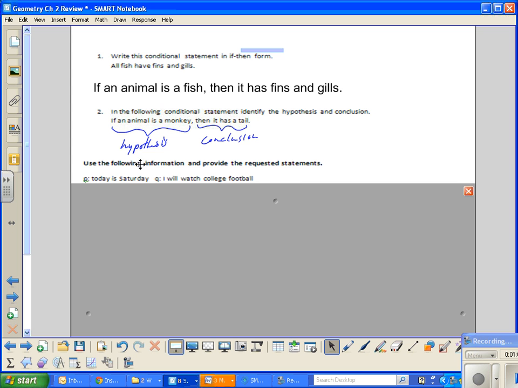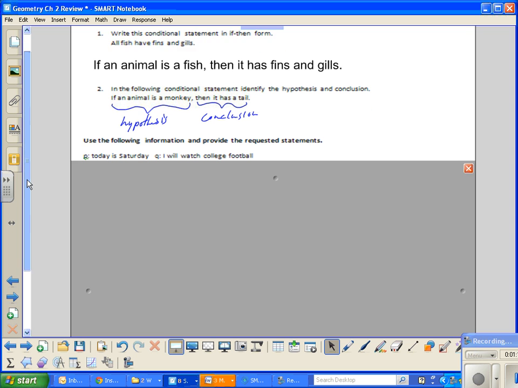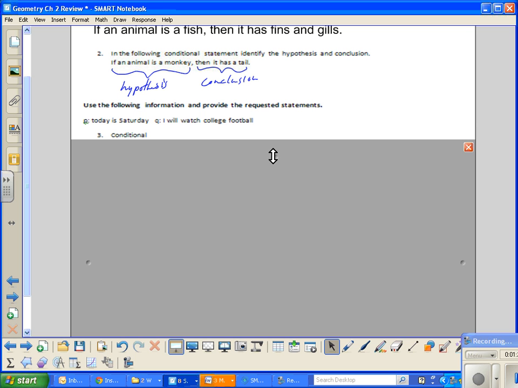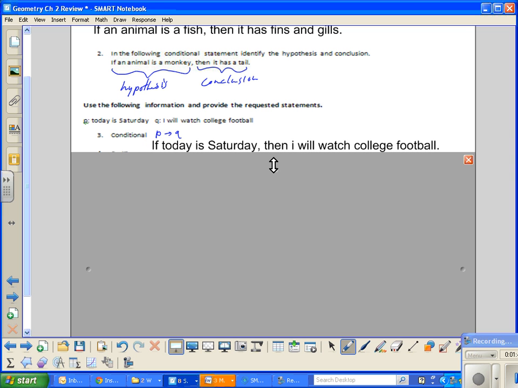So now we're going to move on to the next group, which all deal with these two statements, the P statement, which is today is Saturday, and the Q statement, which is I will watch college football. And we want to use those statements to create the statements asked for. And for the first one, it's a conditional, which remember, a conditional is in the form of if P, then Q. So we want to start with the P statement, end with the Q after then. So that's going to give us, if today is Saturday, then I will watch college football.